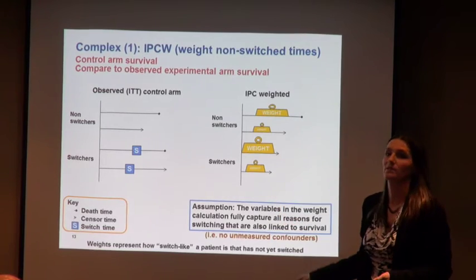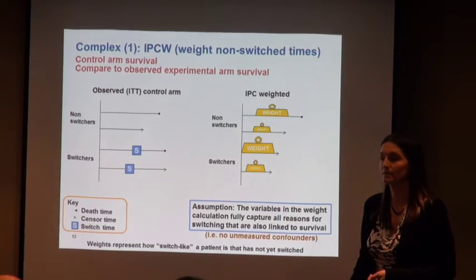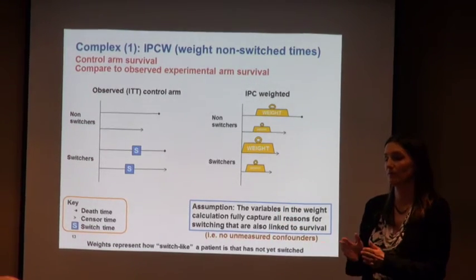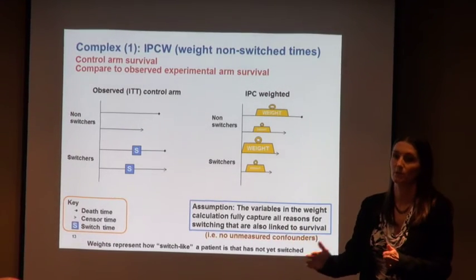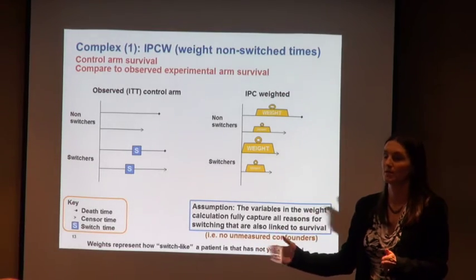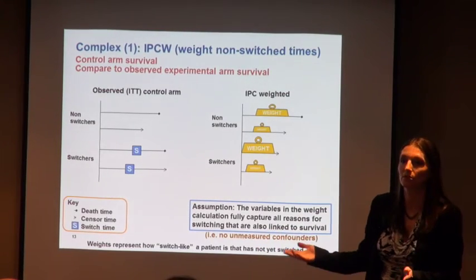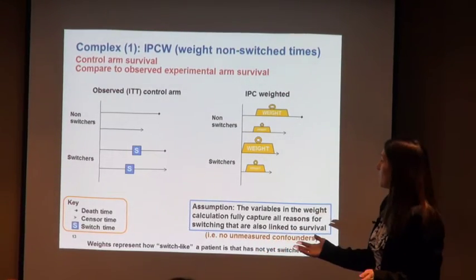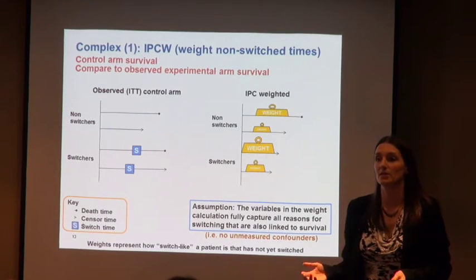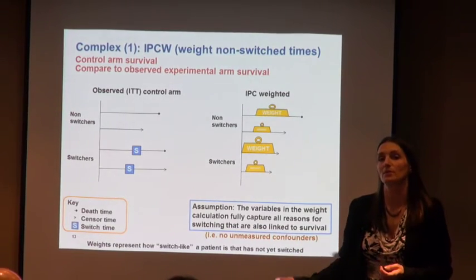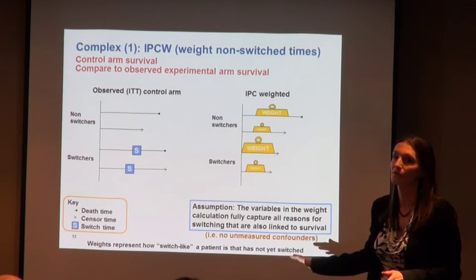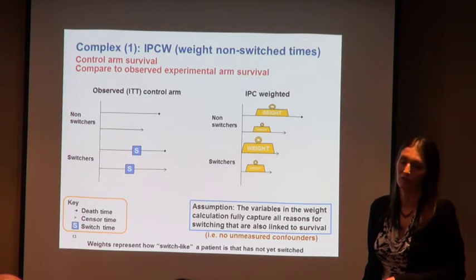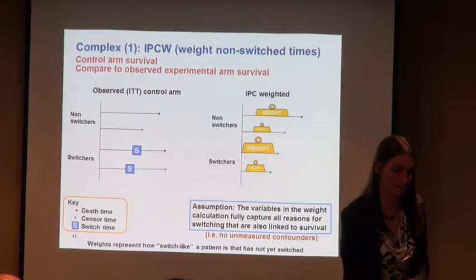And that's actually quite a difficult thing to do because you're talking about covariates that maybe go on for a long time until the patient switches, until the patient dies. Something like, I don't know, performance status, quality of life, something like that. And often we stop collecting the data at progression. So actually having all of this data in the weight calculation, all of the variables, often doesn't hold. So there's usually quite a lot of arguments about that assumption.